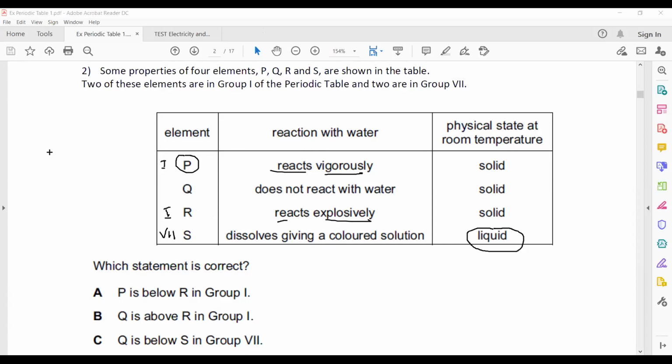And for group 1, as we go down the group, the reactivity increases. So what it shows is that P is above and R is below. How we identify this? Because of the way they are reacting with water. R is having an explosive reaction with water, whereas P has a vigorous reaction with water. So first we identify that P is less reactive and R is more reactive.